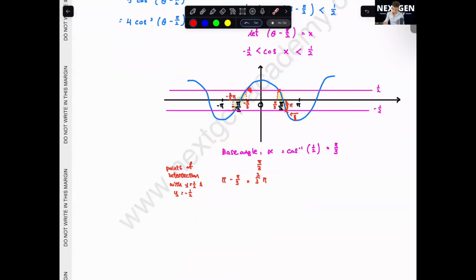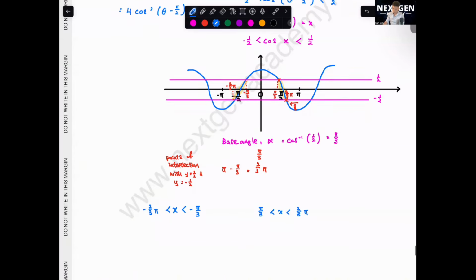You'll see this yellow section that I highlighted. Now this is the angle that we want to solve for x over here. x is from negative 2 over 3 pi to negative pi over 3. Then the positive side will be from pi over 3 to 2 over 3 pi.